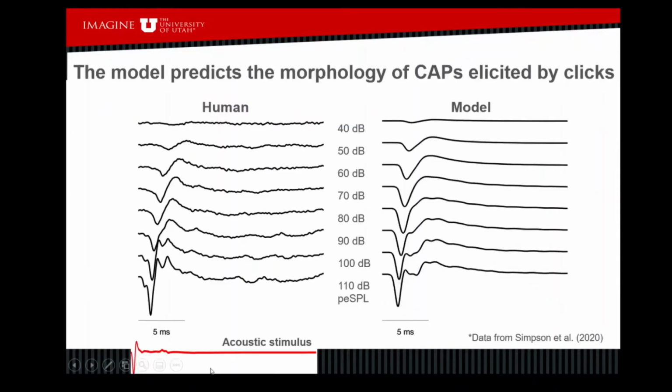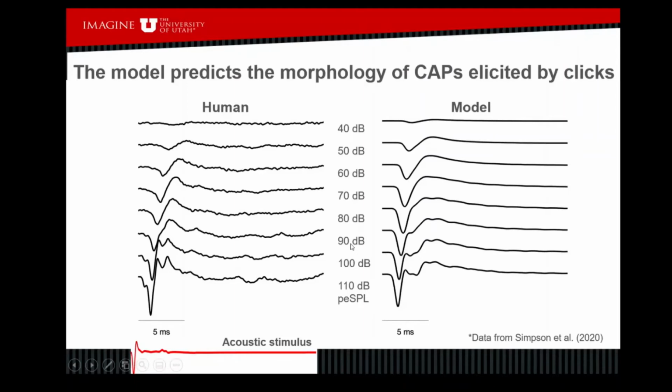Here's a comparison between the human CAPs elicited by 100 microsecond acoustic clicks collected in our lab, and the predicted CAPs obtained by the convolution model. We see that the model qualitatively follows the level-dependent morphologies of the human CAPs.